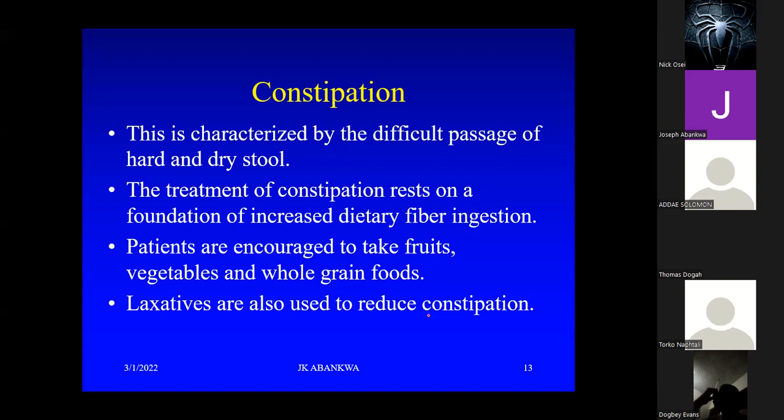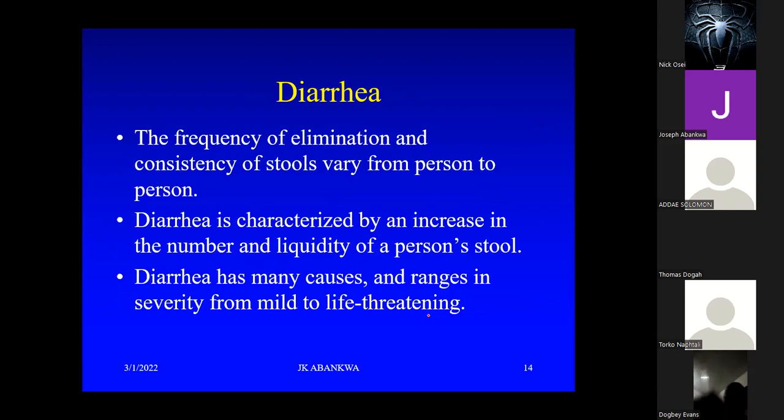So here is the case that taking in a roughage diet, or diet containing fiber, can help treat constipation. And patients are mostly encouraged to take fruits, vegetables, and whole grain foods. Now we move on to laxatives, which are also used to reduce constipation. So we move on to another disorder, which is diarrhea.